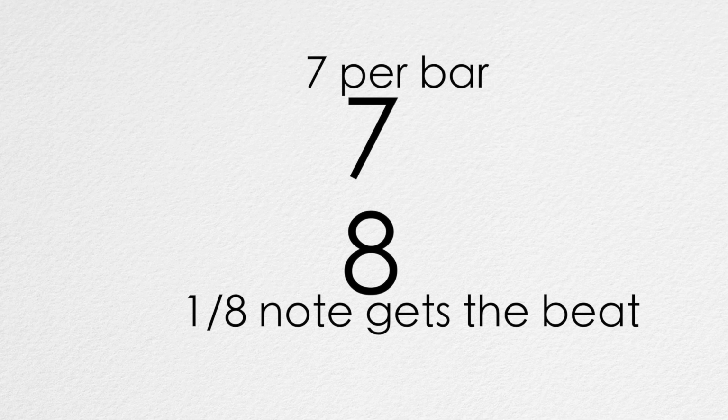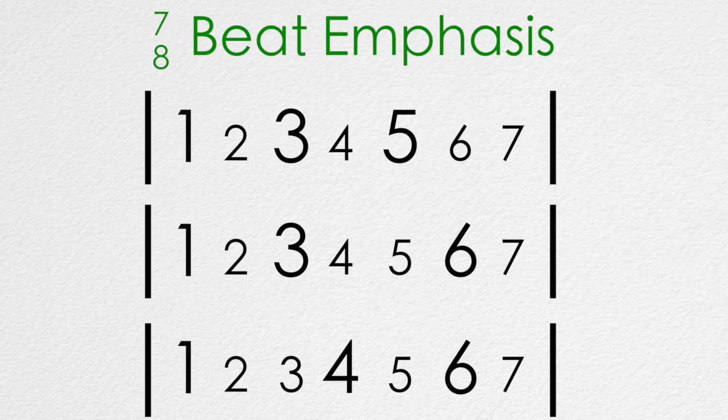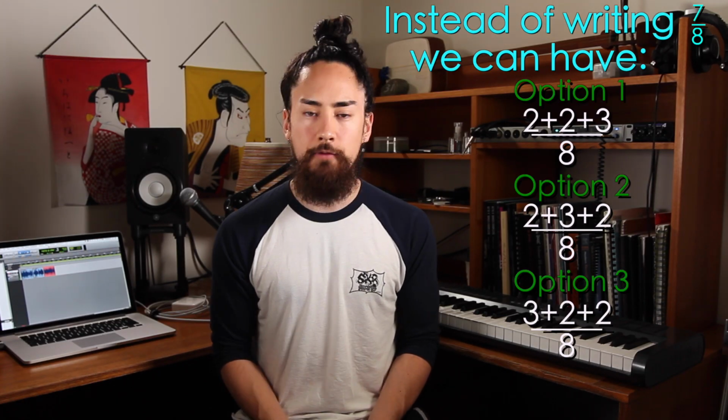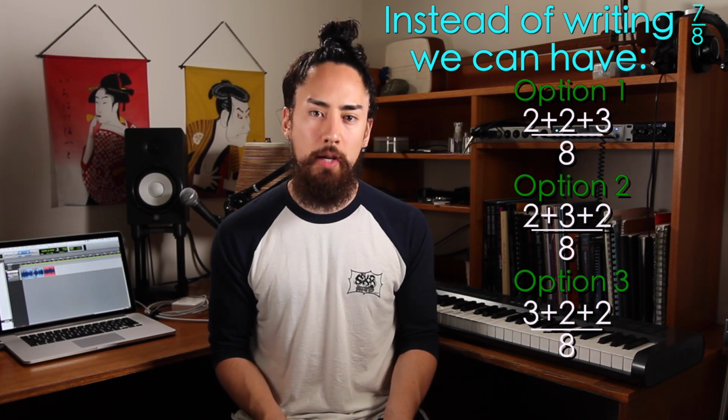We can also see our beat given to the 8th note in a time signature like 7/8. Here there are 7 8th notes in the bar. Like our previous 5/4 time signature, the emphasis can be felt in different ways. And like 5/4, it can be notated as such. This is a fairly uncommon time signature, but it pops up now and then.